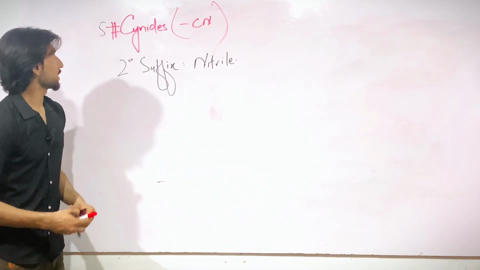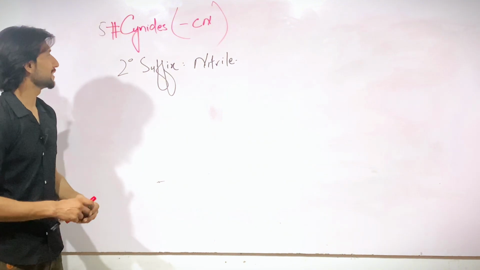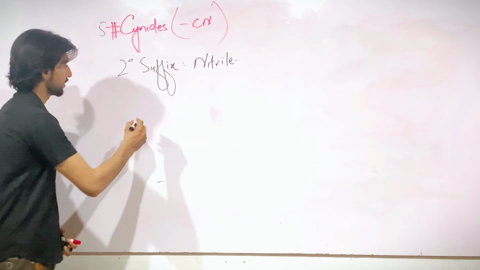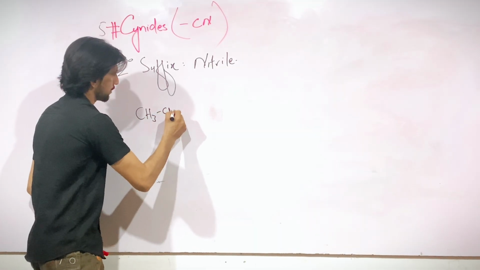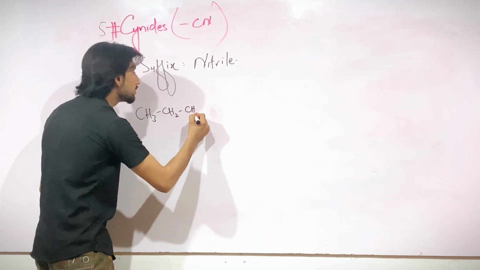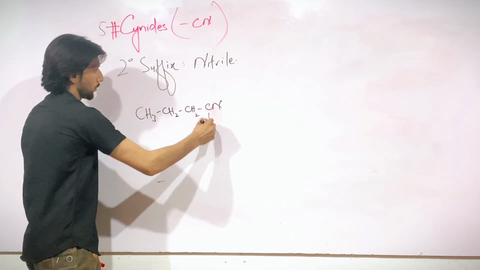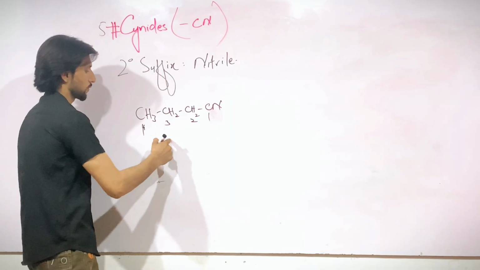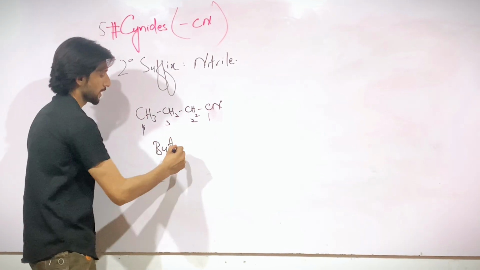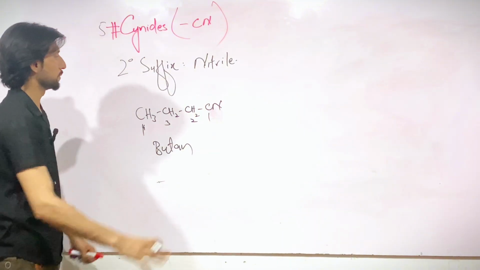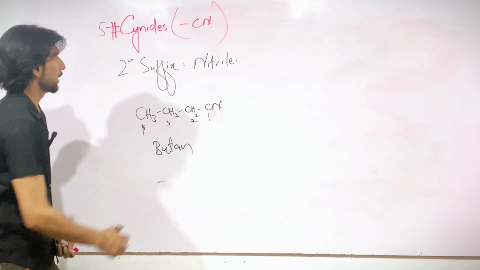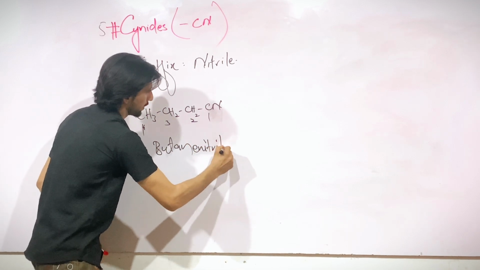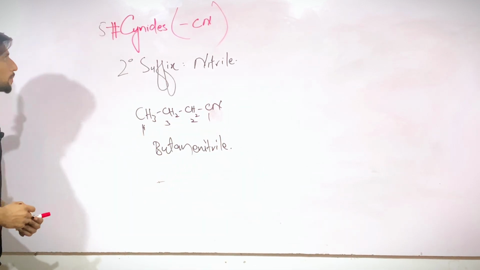Our fifth functional group is cyanides. The secondary suffix used for it is nitrile. So we must be able to name this compound because we have learned all the rules. We must count the carbon atoms from our functional group: 1, 2, 3, and 4. So for 4 we have got the word root as but, and for saturated, an, and nitrile. So butanenitrile is the name of this compound.